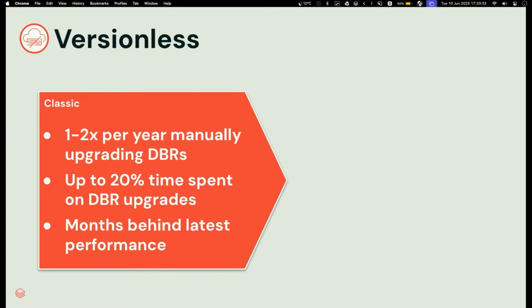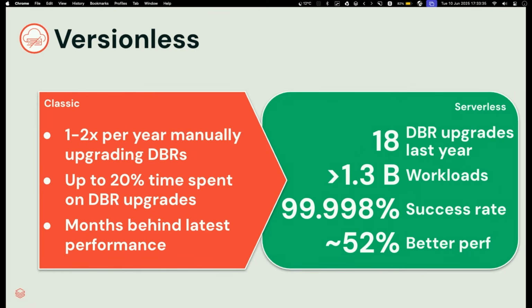So if we move to serverless, in the last 1 year and 1.5 years, to be very precise, we have done 18 DBR upgrades. And in that, we moved from 14.x step by step to right now 16.4. The number of workloads which we upgraded as part of this 1.5 years is 1.3 billion workloads. Like each workload, each notebook, each job. The total we have upgraded is 1.3 billion.